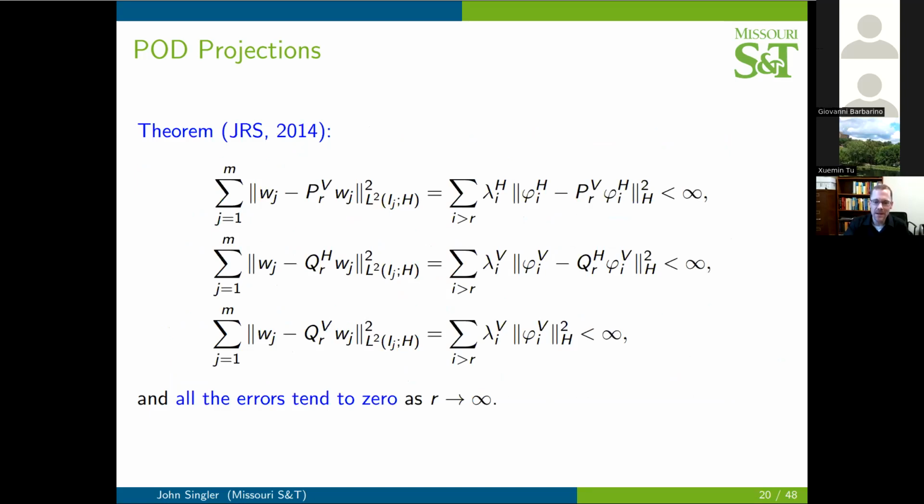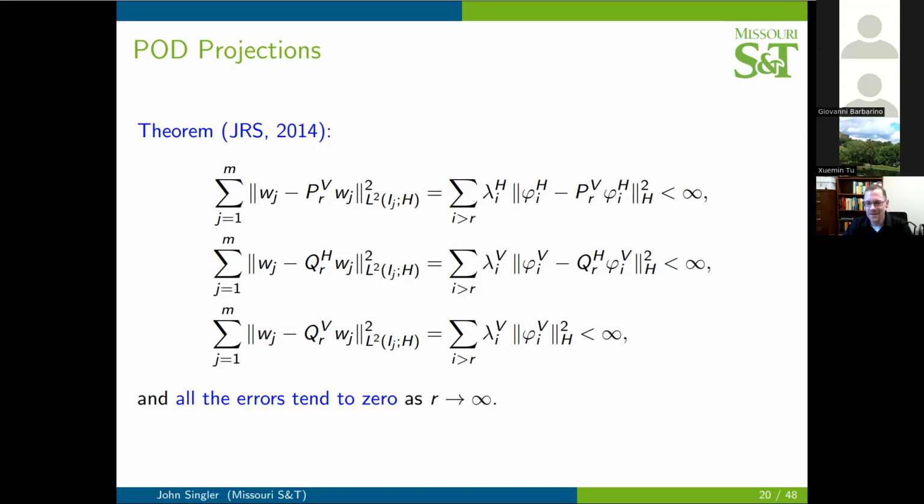And here's where we get the new thing. So if you look at different projections and different norms, I won't go into a lot of details here. You get similar things. You get some of the neglected POD eigenvalues, but then they're multiplied by some additional terms involving how well you can approximate the POD modes with these projections in the wrong space.